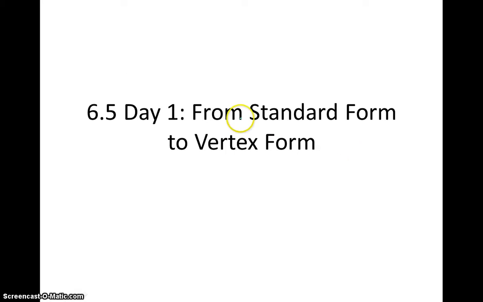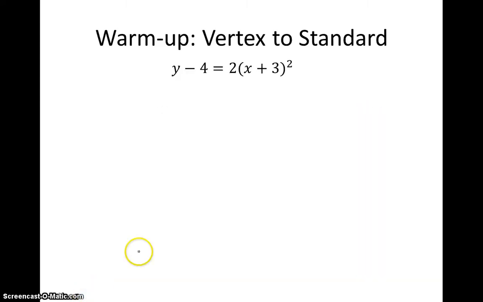On Friday, if you remember, we talked about going from vertex form to standard form. We did that with a box. We multiplied out some binomials, and we were able to switch into standard form. Today we're going to see if we can go the other way, if it's possible, given a standard form to go to vertex form. So let's start with a warm-up problem here. This is what we did on Friday.